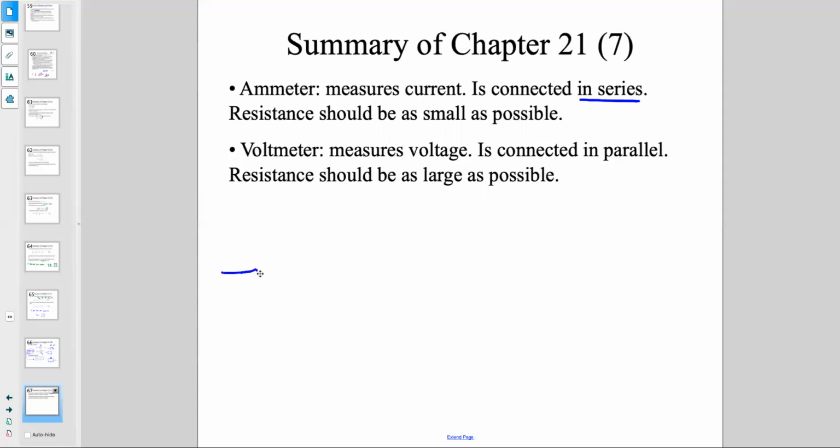So if I have a resistor, for example R, an ammeter should be connected here to measure the current that's going through, and a voltmeter, V, should be connected here to measure the voltage across this R. It is connected in parallel fashion. Resistance should be as large as possible for voltmeters. And multimeters are ammeters and voltmeters combined.